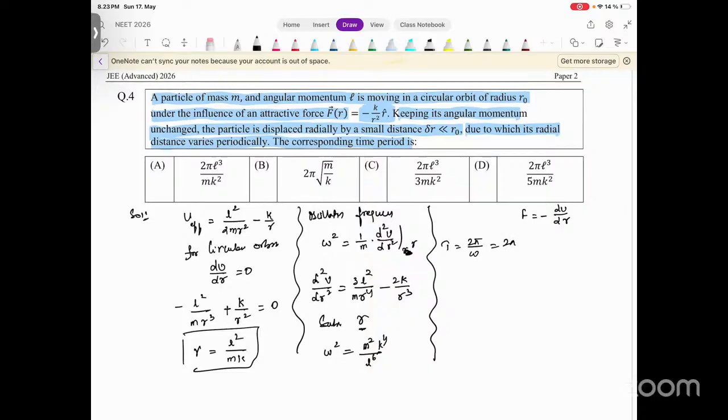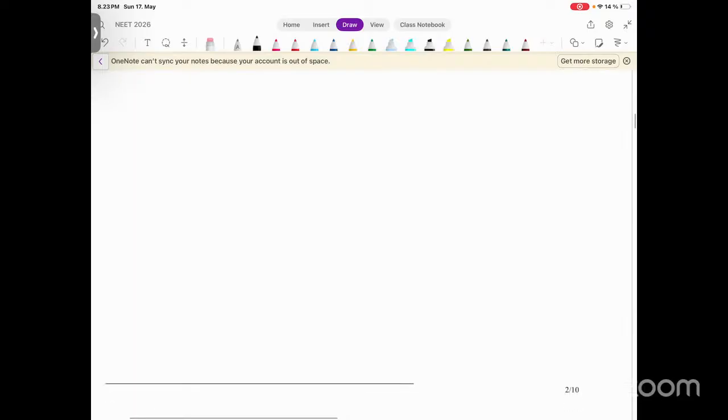That will be equal to 2 pi. Omega value, if I'm removing the square, we'll be getting the value of omega from this one. I can write it as m into K square divided by L power 3. So this will be equal to omega. It is m into K square, this is L power 3. That will be the time period. So it is 2 pi L cube divided by m into K square. That value will be the answer for it.